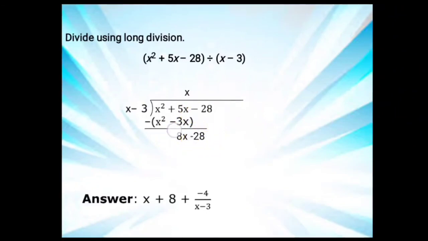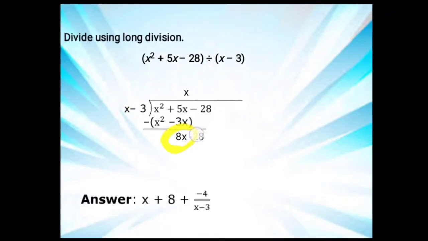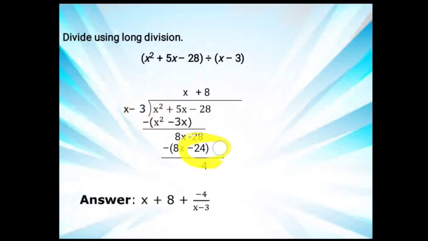Then let's eliminate 8x. So 8x divided by x is 8, because we subtracted the exponent of x. So 1 minus 1 is 0. When the exponent is 0, that is equal to 1. So 8 times 1 is 8. That's why we have here positive 8. So positive 8 times x is 8x. 8 times negative 3 is negative 24.